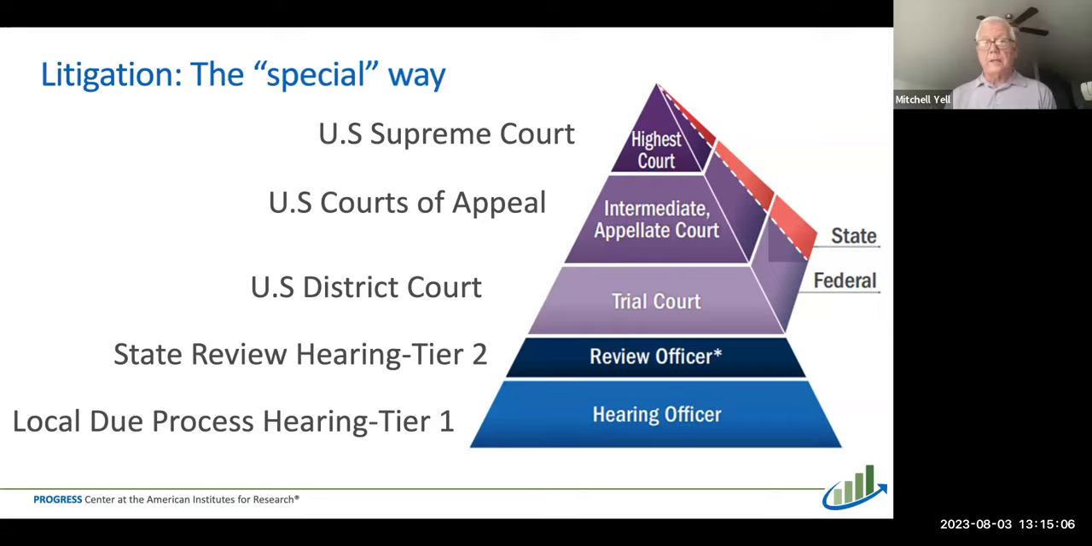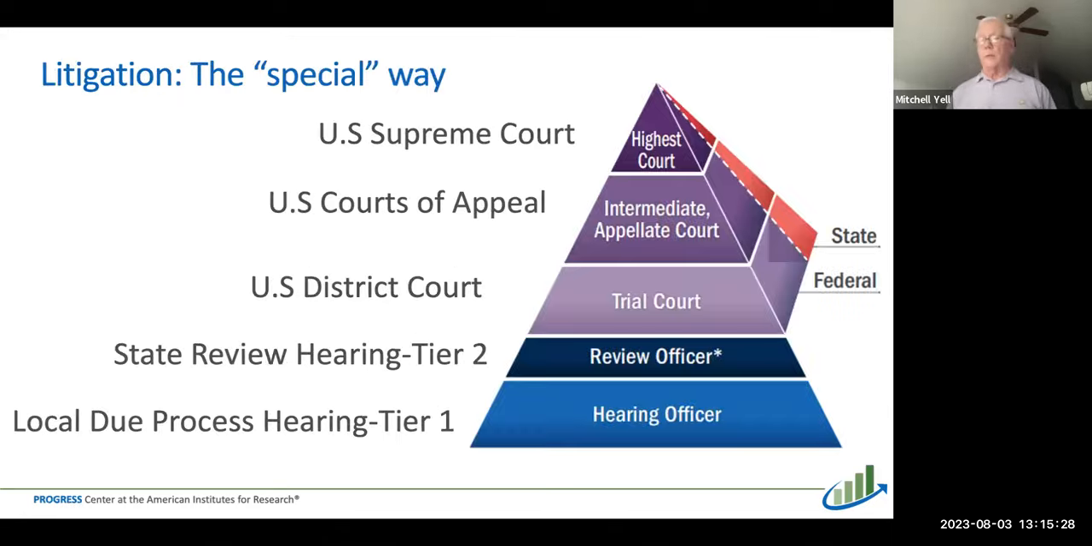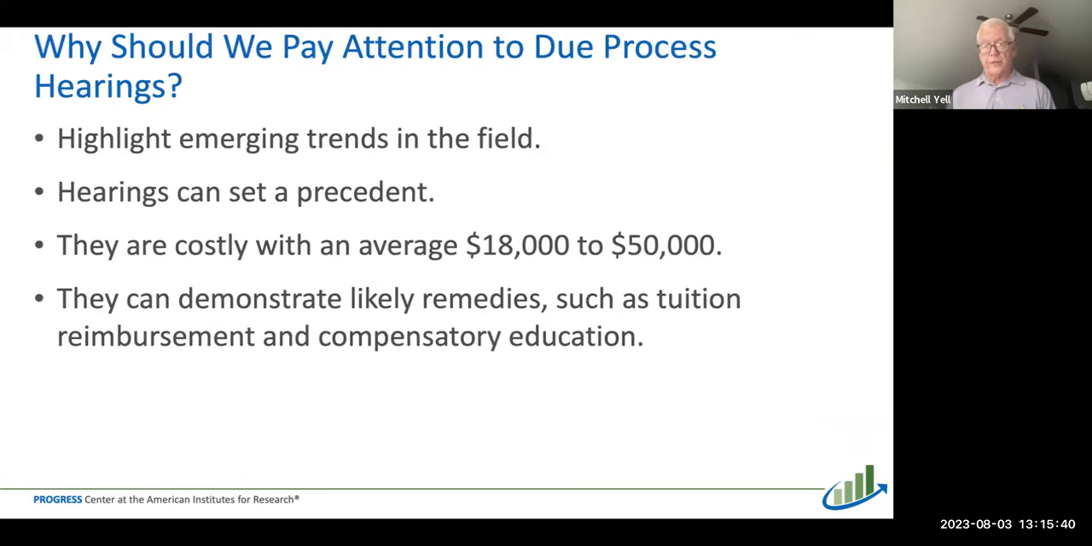And you'll notice in the little figure that the orange represents states. So there are 3 levels of courts in the state, but because most special ed cases are heard in the federal court system, that's what we'll talk about. Now, the Rowley case and the Andrew case were both heard at the Supreme Court. But most cases never go that far, as David said. Most cases don't actually go beyond hearing or review hearing. And so what we're going to be talking about today is our experience as hearing officers.